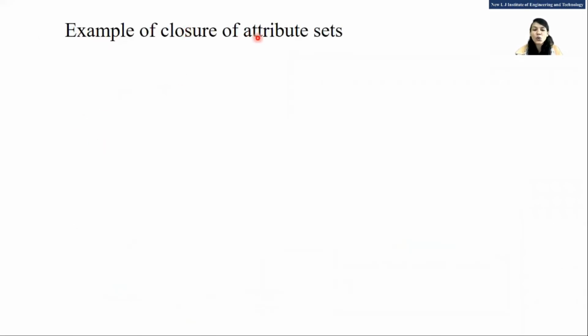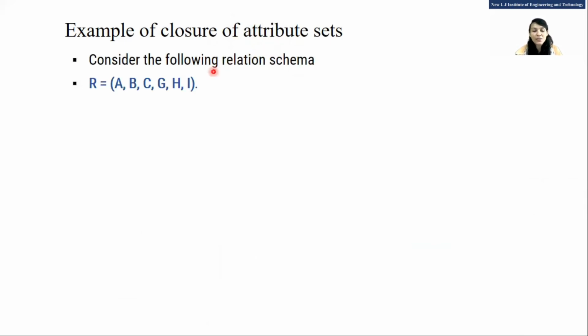Now next is closure of attribute set. You don't have to be confused between these two, closure of functional dependency and closure of attribute set. Suppose they are asking you for the attribute set. In that case, you have to find the closure of the attribute. What is closure of attribute? So directly we will check the example.